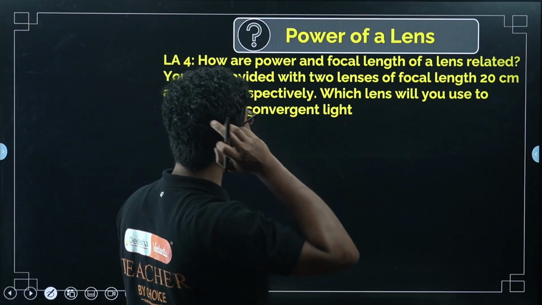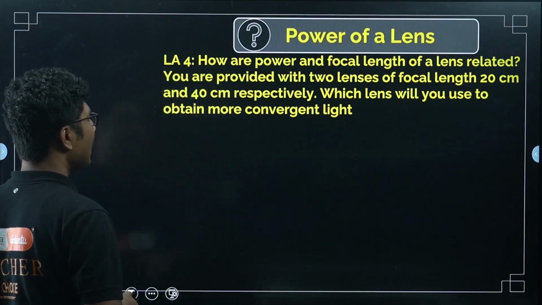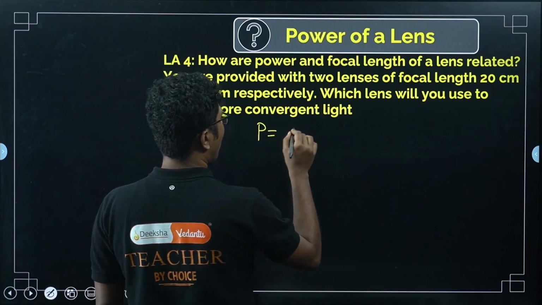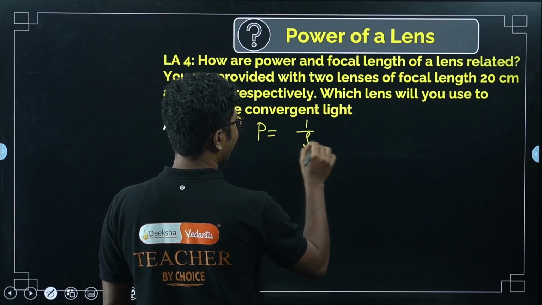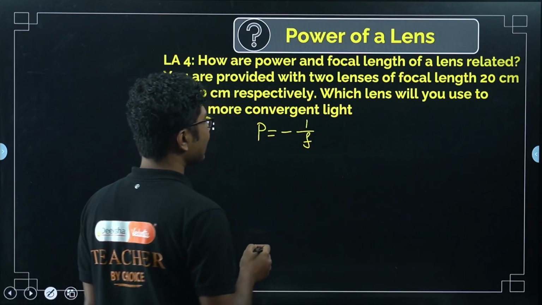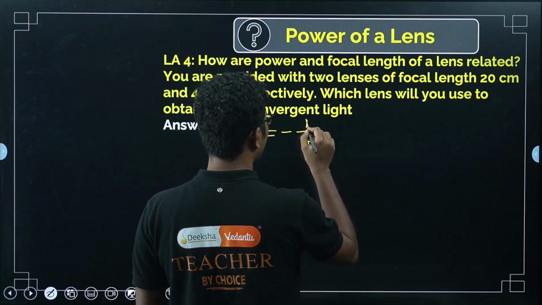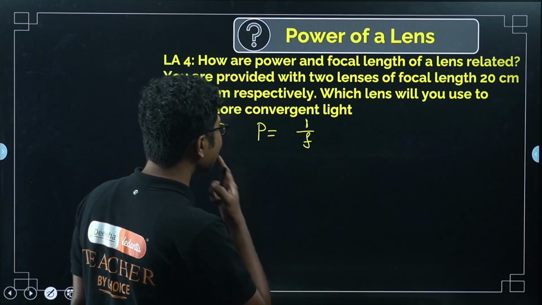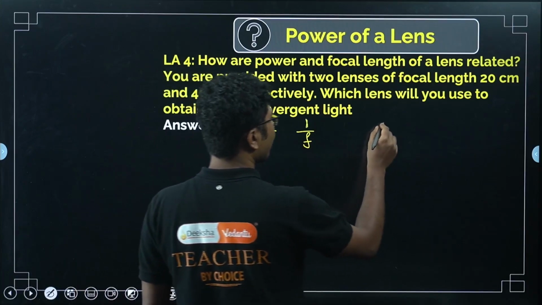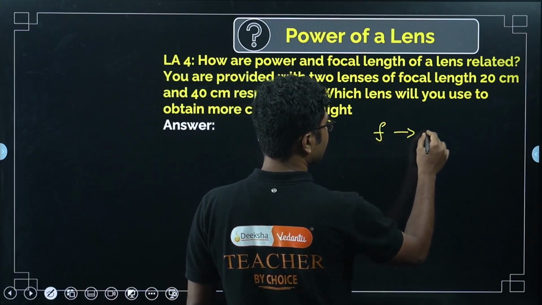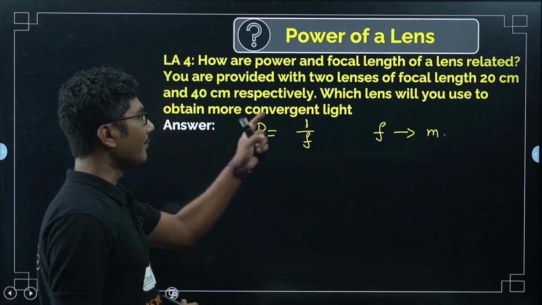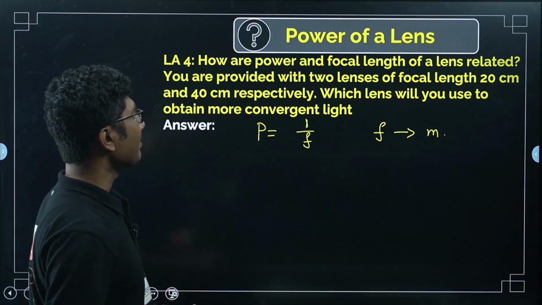So what is the basic relationship between power and focal length? The power of a lens is basically P equals 1 by f, where f is in meters. If f is expressed in meters, then the power of a lens is given by 1 by f.